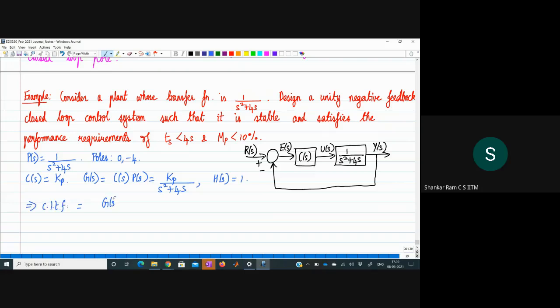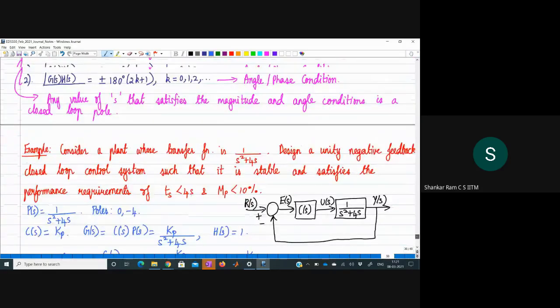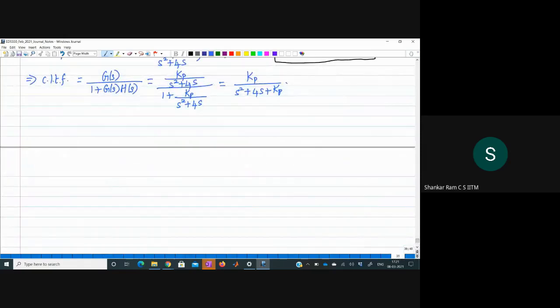By now, I'm sure we are familiar with this process. It's going to be G of s divided by 1 plus G of s H of s. That's going to be equal to Kp divided by s squared plus 4s, the whole thing divided by 1 plus Kp divided by s squared plus 4s. So if we simplify, we are going to get Kp divided by s squared plus 4s plus Kp. So this is our closed loop transfer function.